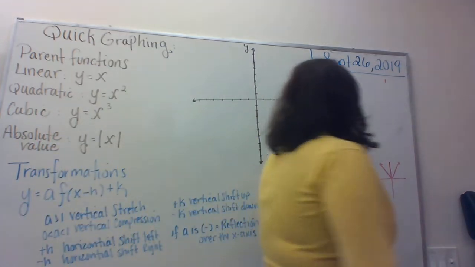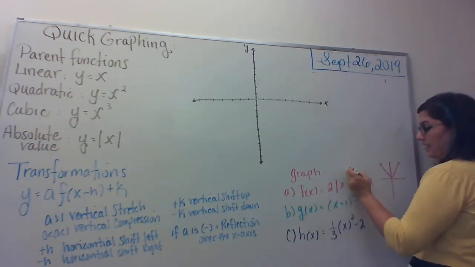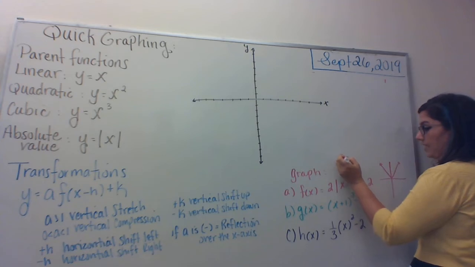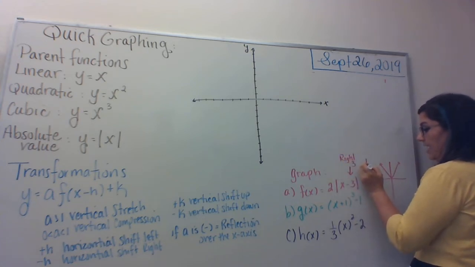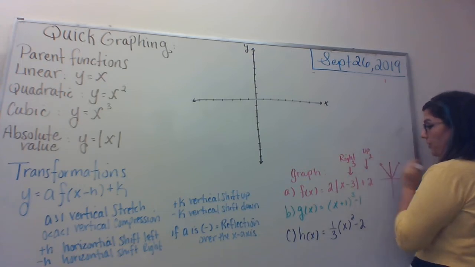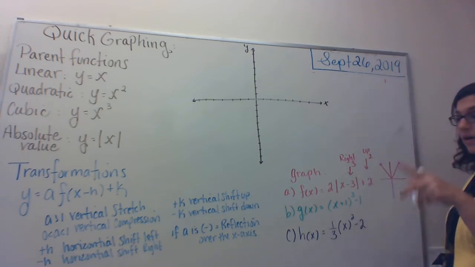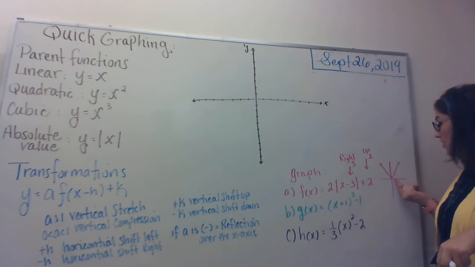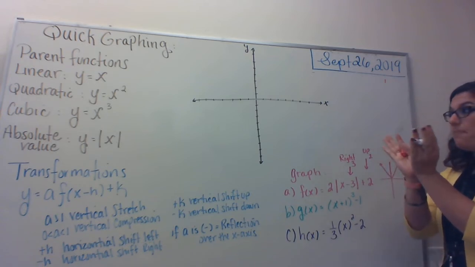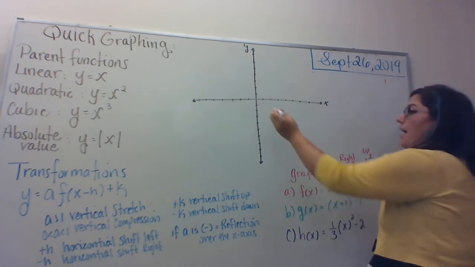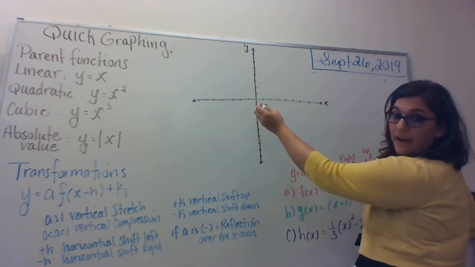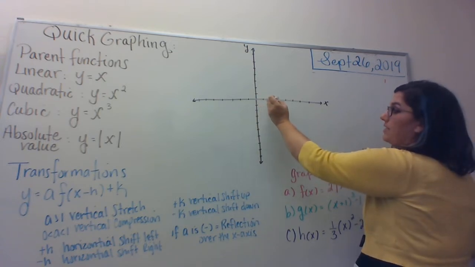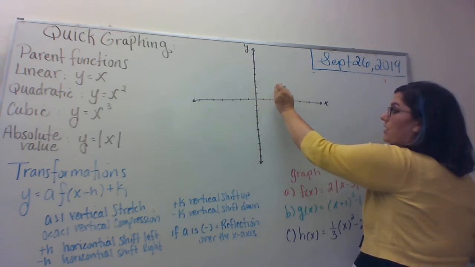This graph right here is going to go, this says to go right 3, and this says to go up 2. And what's moving right 3 and up 2? The vertex. The little v part is what's going to move. So I'm going to go from the origin, because that's where the parent function would be, right 3, up 2.